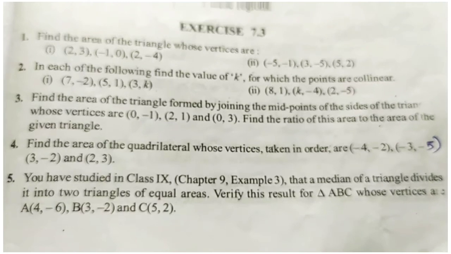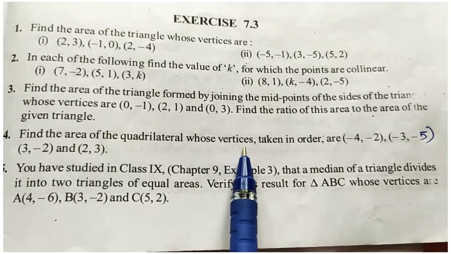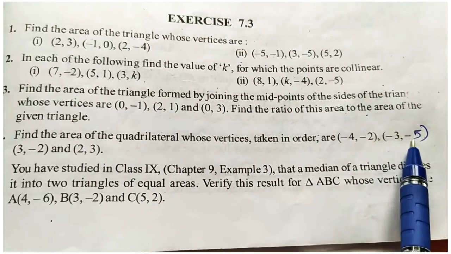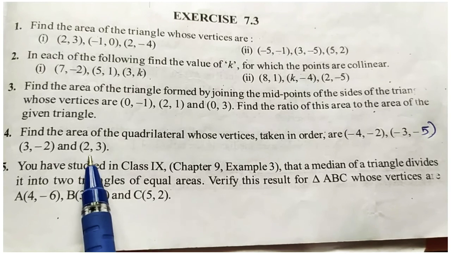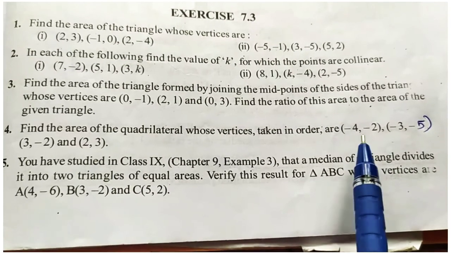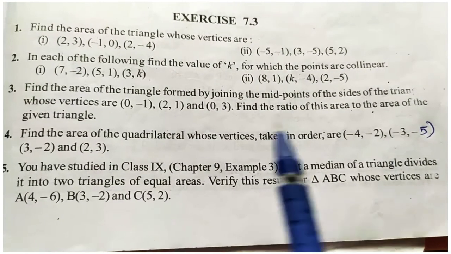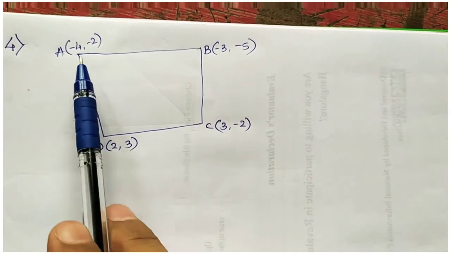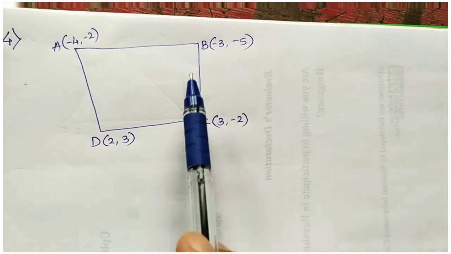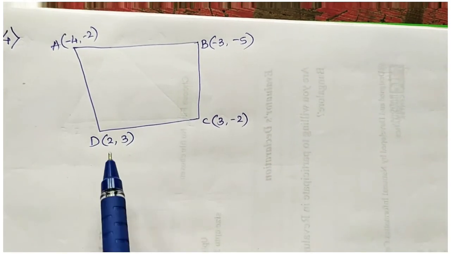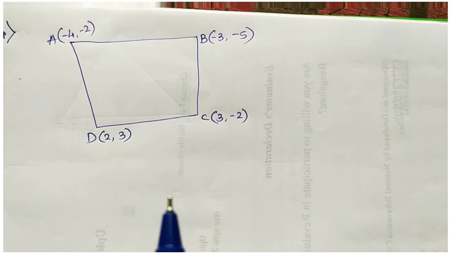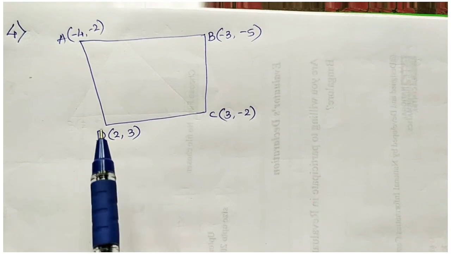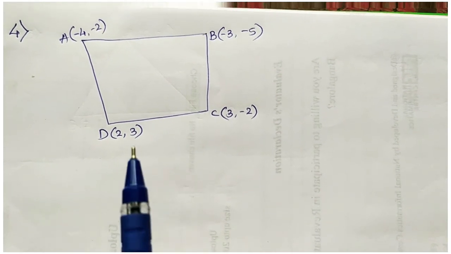Now the fourth question. Find the area of the quadrilateral whose vertices taken in order are -4, -2, -3, -5, 3, -2 and 2, 3 having the coordinates. So here I am taking these as A, B, C, D. After drawing we will get a quadrilateral with the ABCD vertices. So we know the area of triangle formula, but we don't know the area of a quadrilateral.